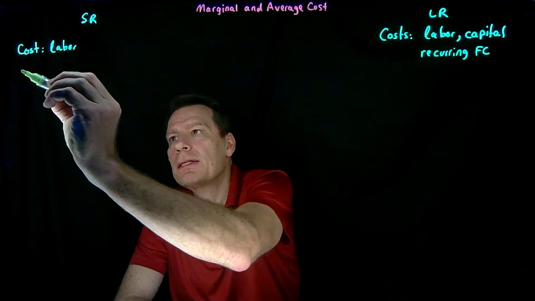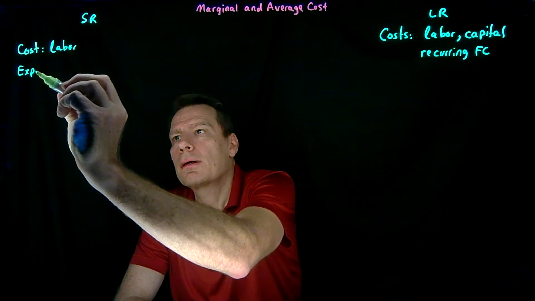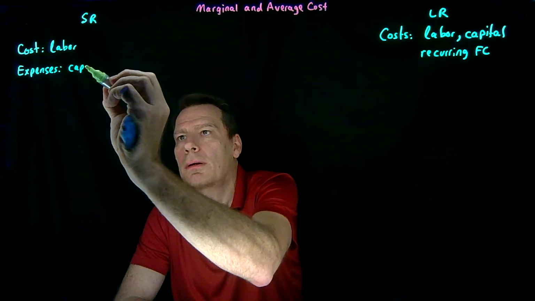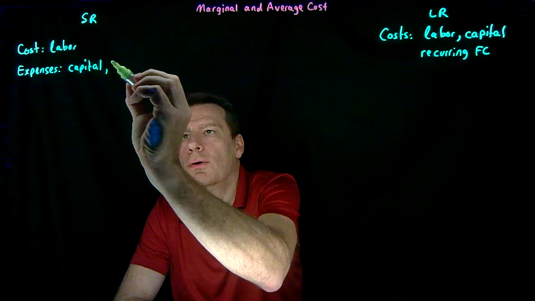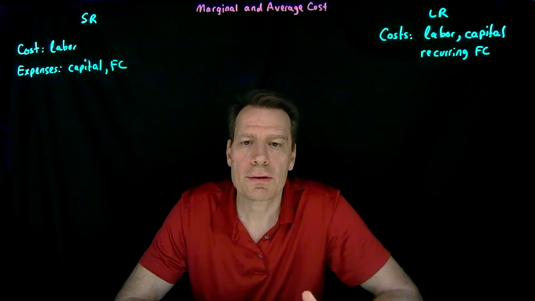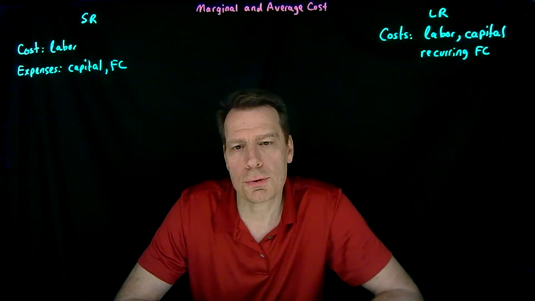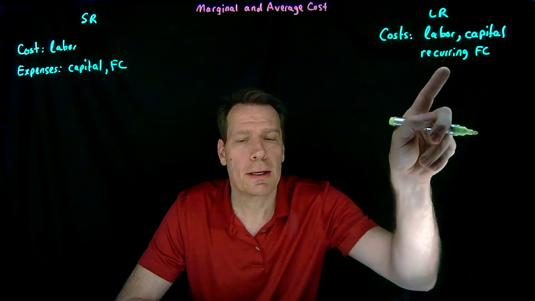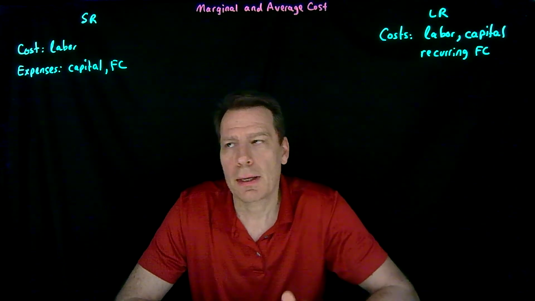So you still have expenses associated with capital and recurring fixed costs. But they're not true economic costs in the short run. They're not opportunity costs of producing in the short run. And so they'll never show up in our short-run cost curves. They'll only show up in our long-run cost curves.